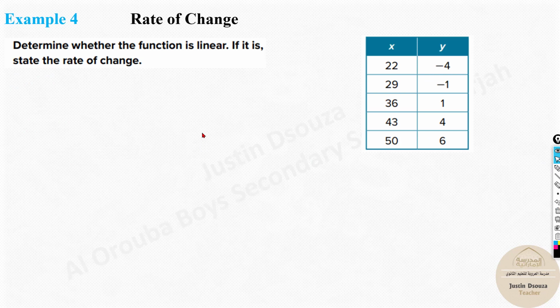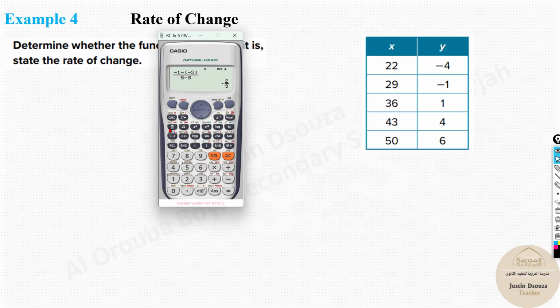Now we will see another problem here. Determine whether it is linear. Same problem again. Let's quickly do it. y2 minus y1, so it is minus 1 minus of minus 4 divided by 29 minus 22. This is the answer, 3 by 7. Okay, let's try the next one. It is again 1 minus of minus 1 divided by 36 minus 29. Now I think we got 3 by 7.